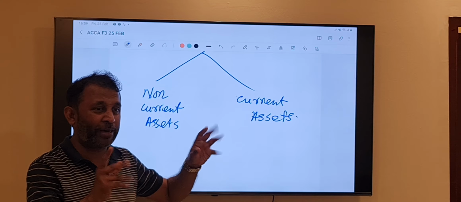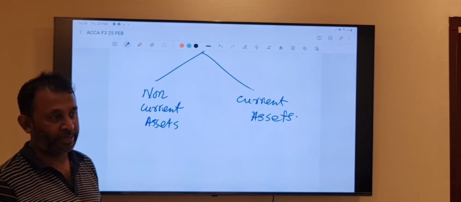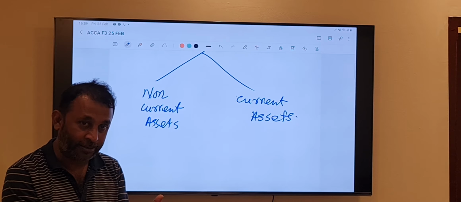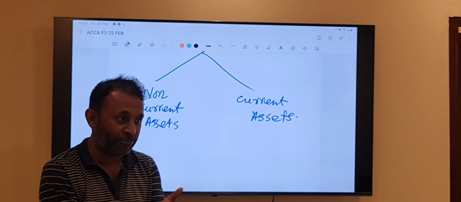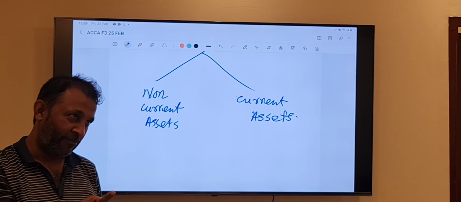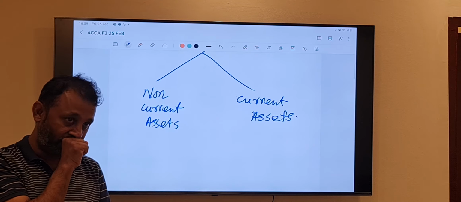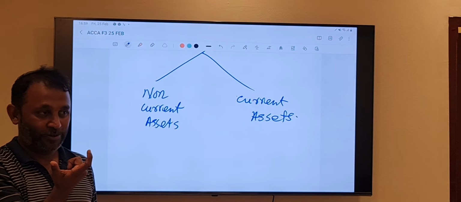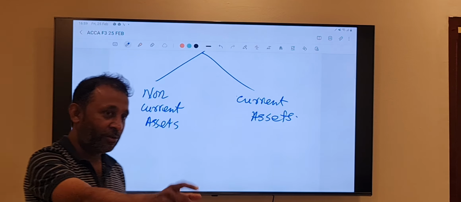Now can you think of examples of current assets? What are the examples for current assets? Cash in hand, cash at bank, stock, inventory, customers receivables. One more: work in progress. Yeah, work in progress, you can bring it under inventory. Prepayments. You know prepayments, right? Advance payment.